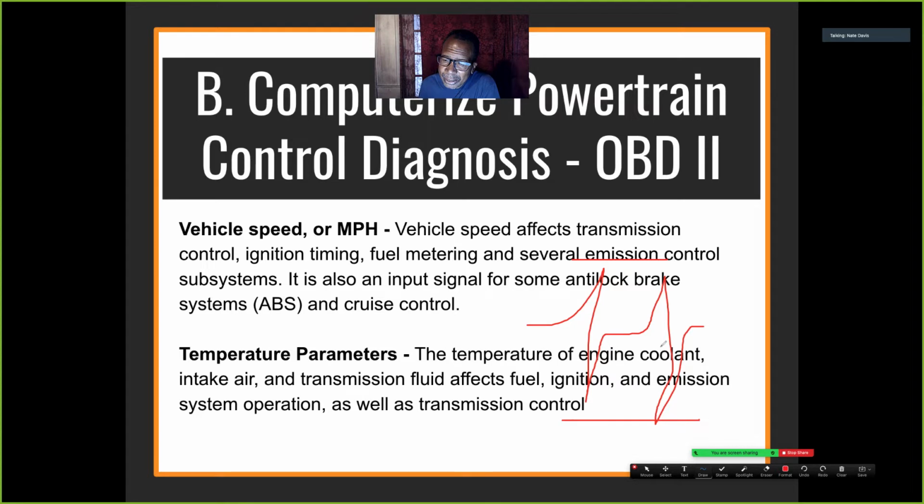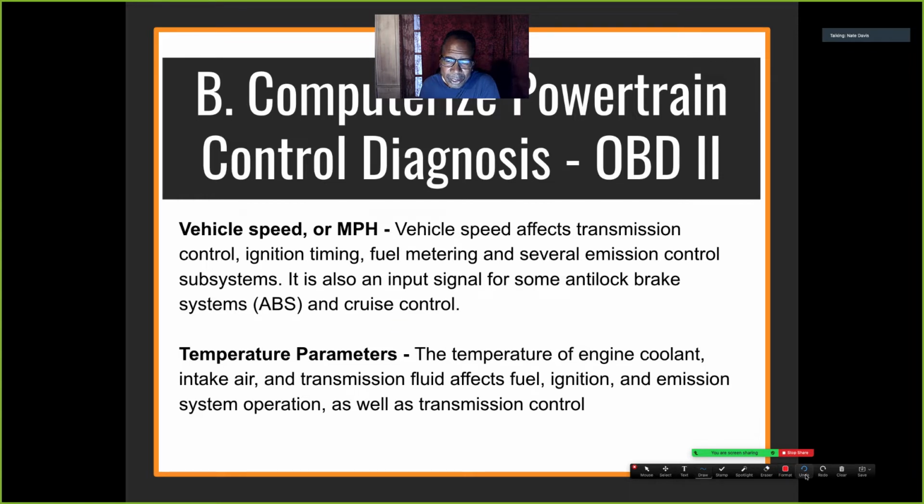They usually ask this for the RPM signal too, because the RPM signal could be a permanent magnet or a digital signal. If it's a permanent magnet, the height of the signal is important. And you can see here it also affects cruise control and ABS operation.